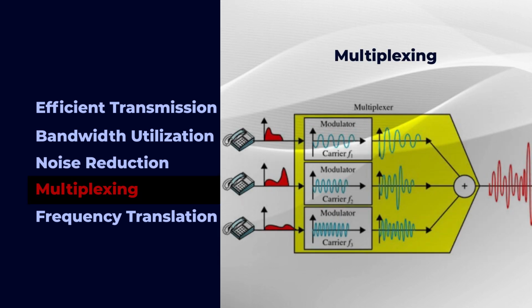Furthermore, modulation enables multiplexing. Modulation enables the simultaneous transmission of multiple signals over a single communication channel through techniques like frequency division multiplexing, abbreviated as FDM. This increases the efficiency and capacity of the communication system.